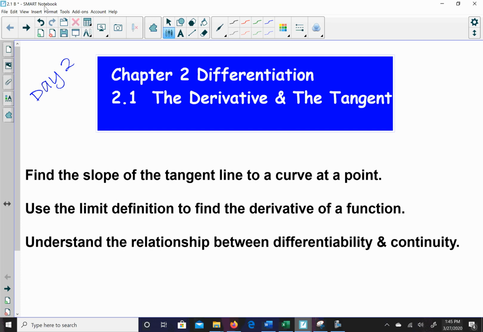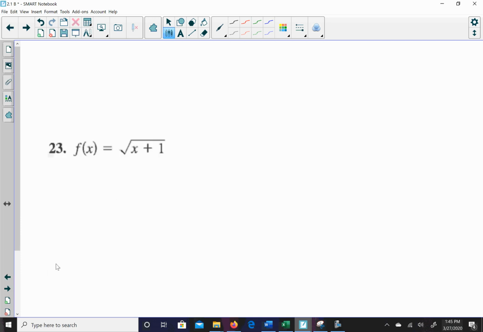So we talked last time about how to find the derivative of a function by using the limit definition of a derivative, and we're still going to use that limit definition, and we're still going to find the tangent of a function at a certain point and find the equation of the tangent line. And I just wanted to do a couple problems since we're not there face to face to go over them in class. So here we go.